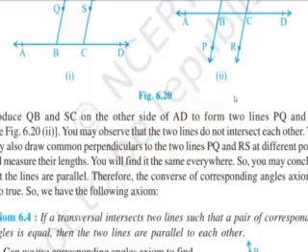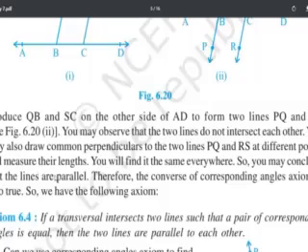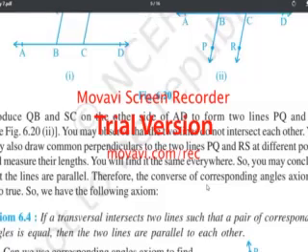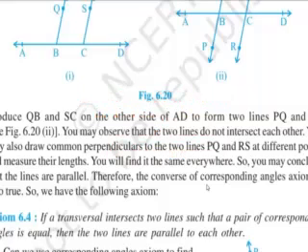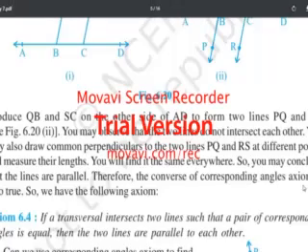That means the perpendicular distance is also the same. Of course, that is in parallel lines only. You will find it is the same everywhere. So you may conclude that the lines are parallel. Therefore, the converse of the corresponding angle axiom is also true. What is the converse saying? If a transversal line is intersecting a pair of lines, and if corresponding angles are equal, that means the pair of lines is parallel. That also is a universal fact or truth, you can say.